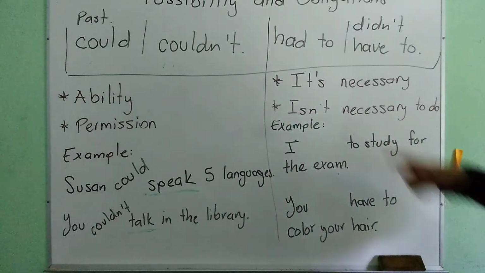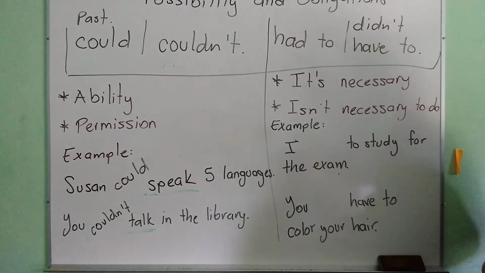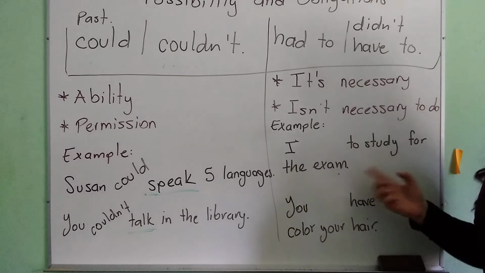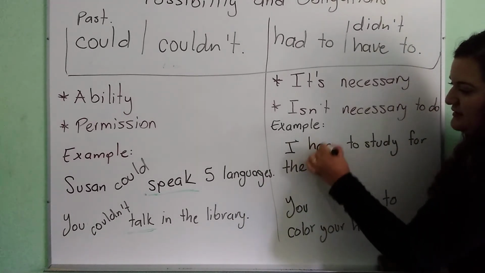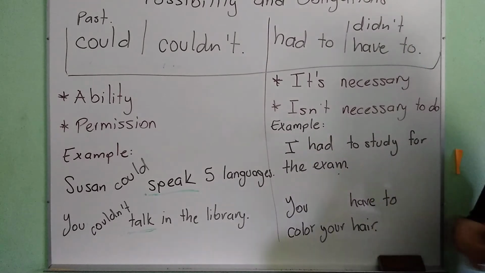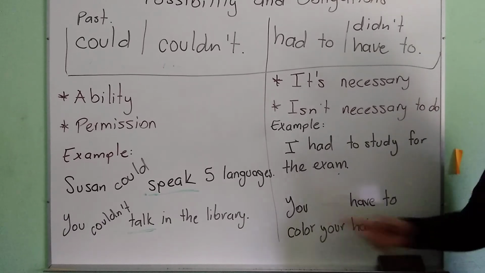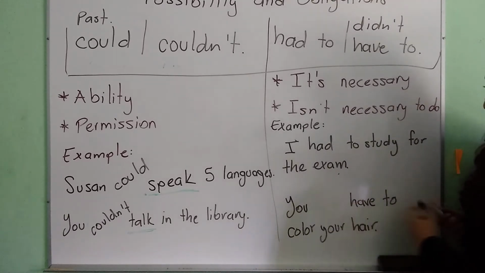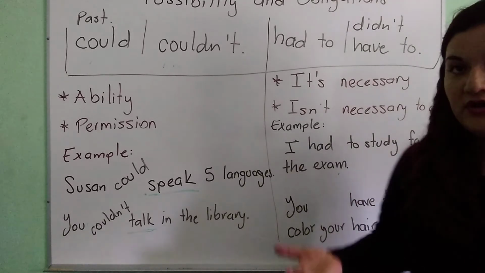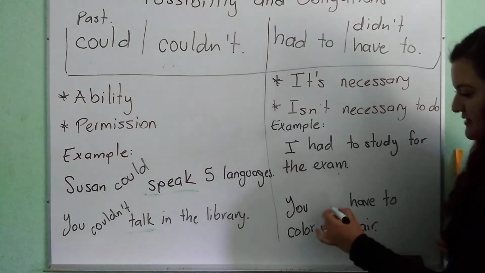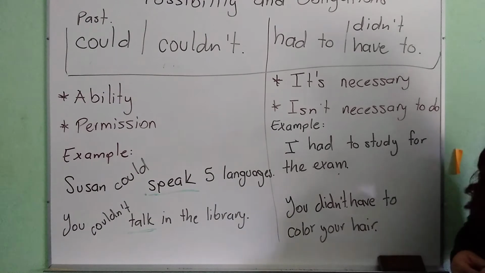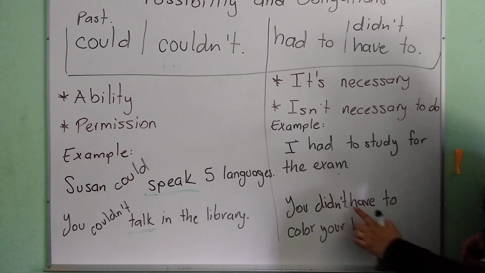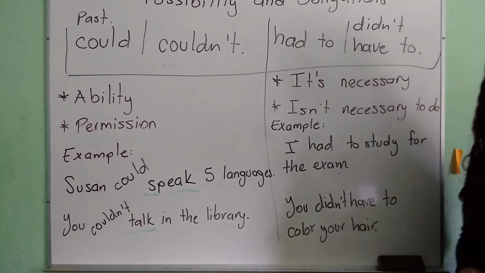Now, what about have to or didn't have to? It will be the same. Instead of writing have, we only change the auxiliary, and it's the same sense. I have to study for the exam, or in this situation, remember that the auxiliary was don't, so in this part it will be didn't. You didn't have to color your hair.